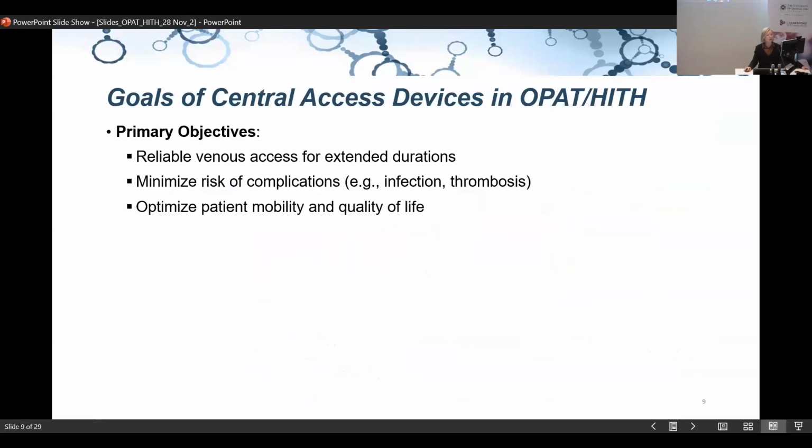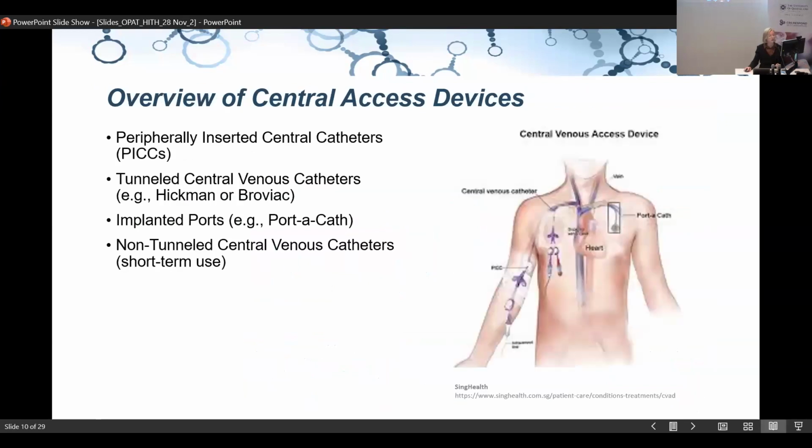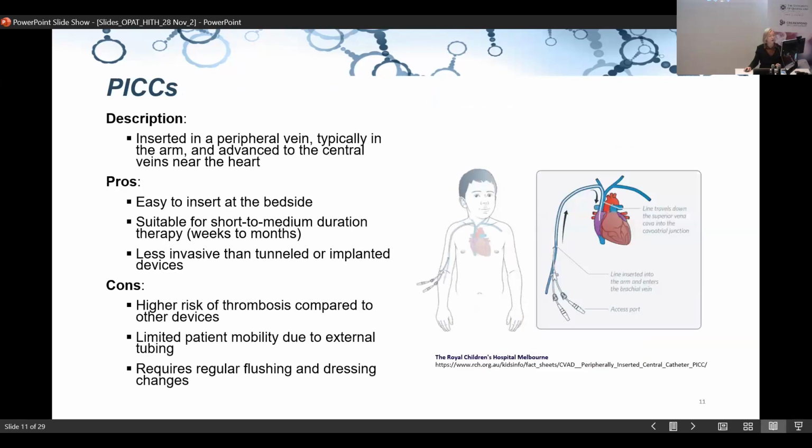What we're trying to achieve with these devices in that environment is that the device lasts long enough for the duration of whatever therapy the patient is receiving, while minimising complications and adapting to the patient's activities of daily living and fitting in with their life. There are a number of different types of central devices, differing predominantly by where they are anatomically located or the way they've been inserted, and I'm going to go over those today.